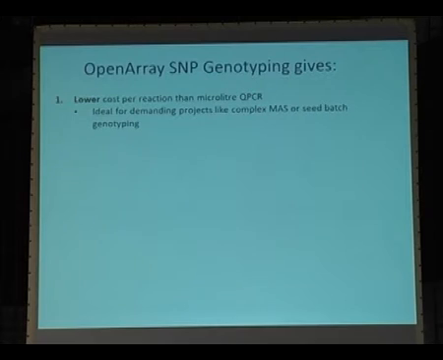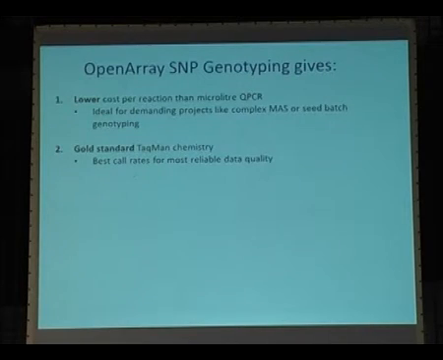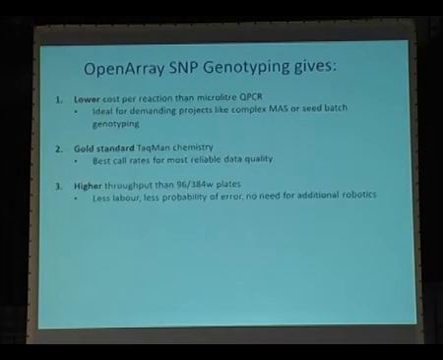So to summarize then, what Open Array SNP genotyping gives you is a much lower cost per reaction than microliter qPCR. As I just mentioned, anything from around 10 to 20 cents per SNP is realistic with this technology, as opposed to 50 cents to $1 using, say, a 5 or 20 microliter standard qPCR reaction. So it's highly amenable to complex marker-assisted selection programs. Furthermore, we use TaqMan chemistry, and as many of you will be aware, TaqMan is considered the gold standard for SNP genotyping, giving the highest quality call rates possible using qPCR methodologies.